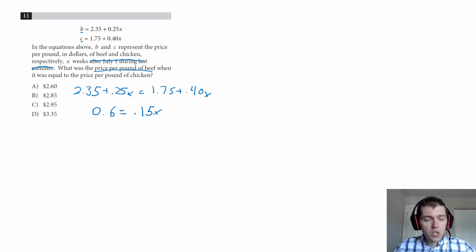0.6 divided by 0.15 will be equal to 4, which is equal to x. So it happened at week 4 that this occurred. And what are we ultimately after? The price per pound of beef.